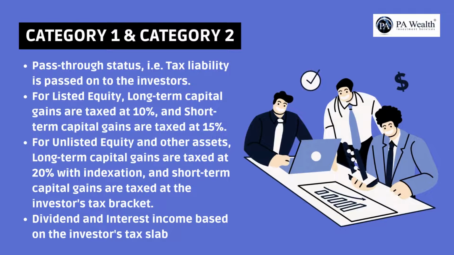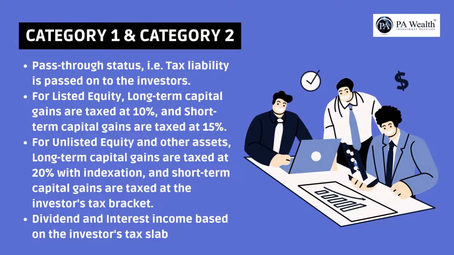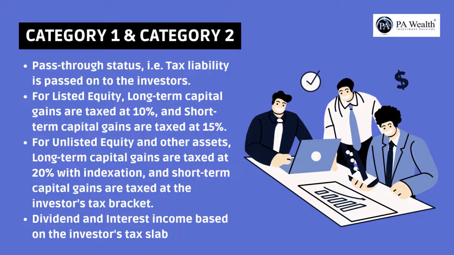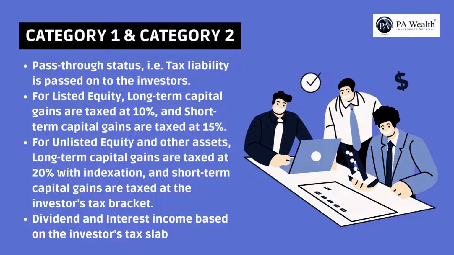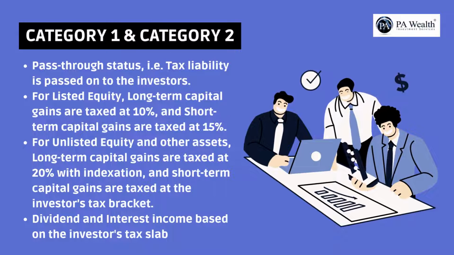Category 1 and 2 AIF enjoy pass-through status, meaning the tax liability is passed on to the investors. For listed equity, long-term capital gains are taxed at 10% and short-term capital gains are taxed at 15%. Whereas for unlisted equity and other assets, long-term capital gains are taxed at 20% with indexation, and short-term capital gains are taxed at the investor's tax bracket, and dividend and interest income are based on the investor's tax slab.